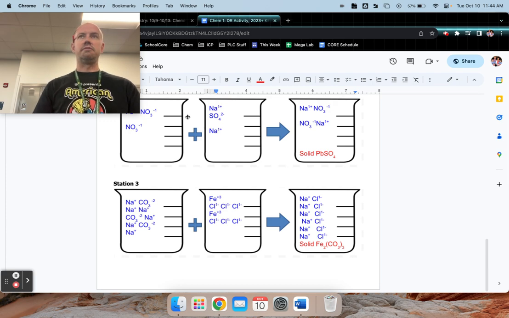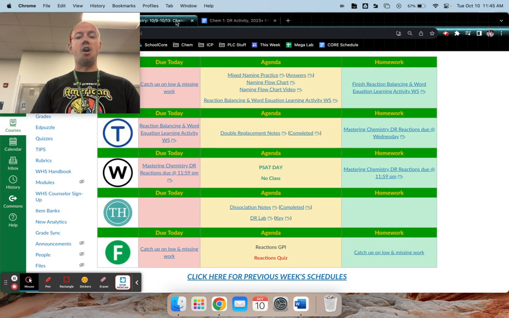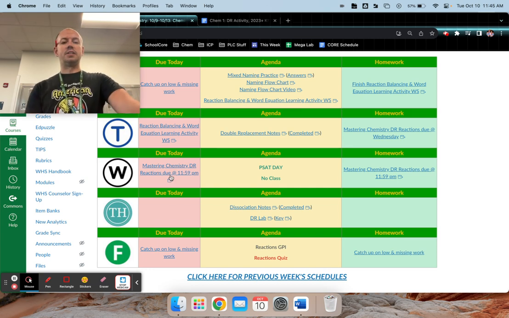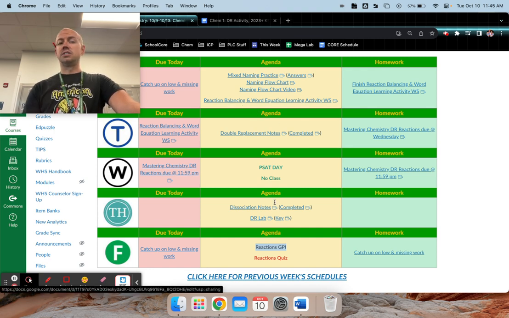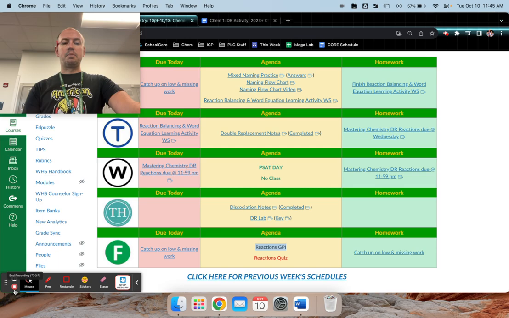The other worksheet wrapped up the notes. All of these are practiced on this double replacement reaction assignment here on Mastering. If you haven't done that yet, make sure you do that. And then our GPI is going to practice the balancing, the word equations, and the writing and drawing that we've been practicing all week.